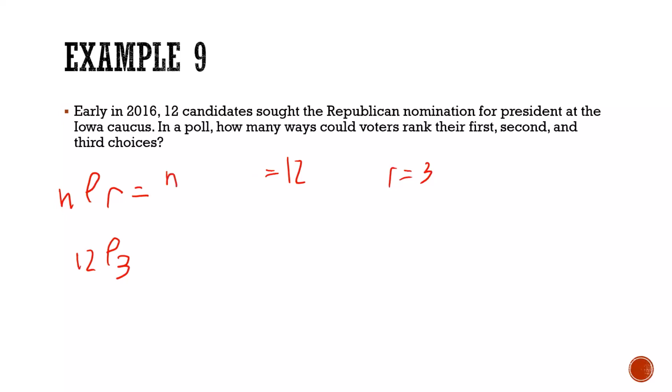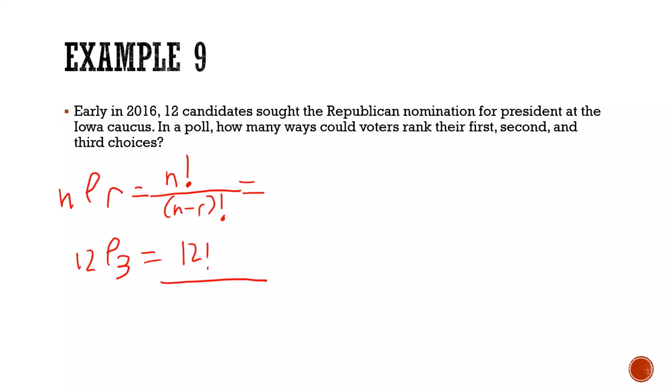Let me just show you how to do that with the formula so that we're all good, right? So before, this formula was this, right? In this case, n is 12. n minus r would be what? n minus r, everybody, in this case is 9. Does everyone see that?